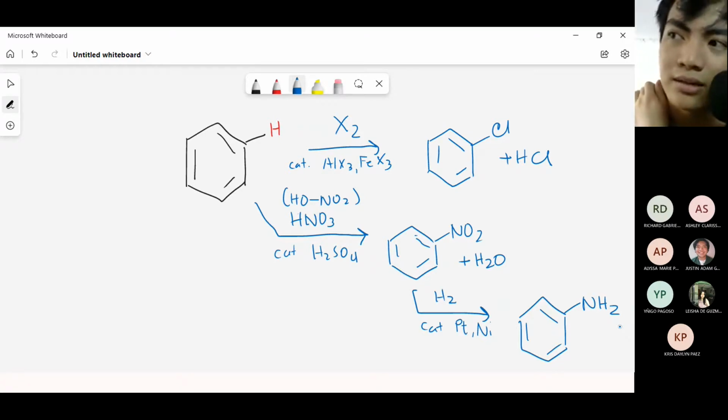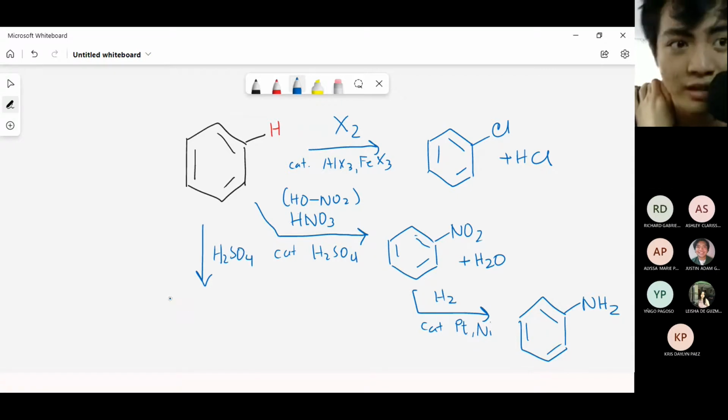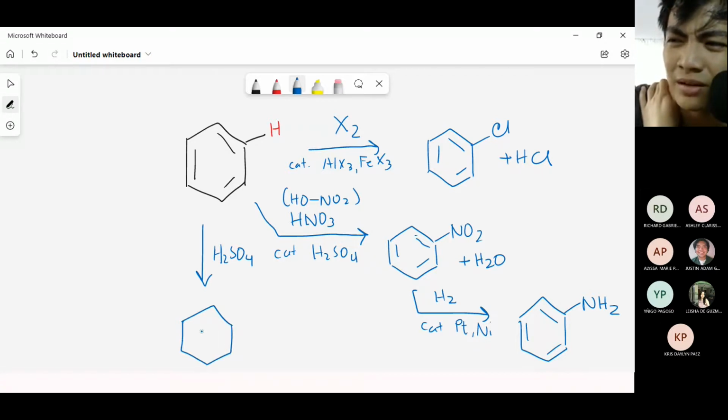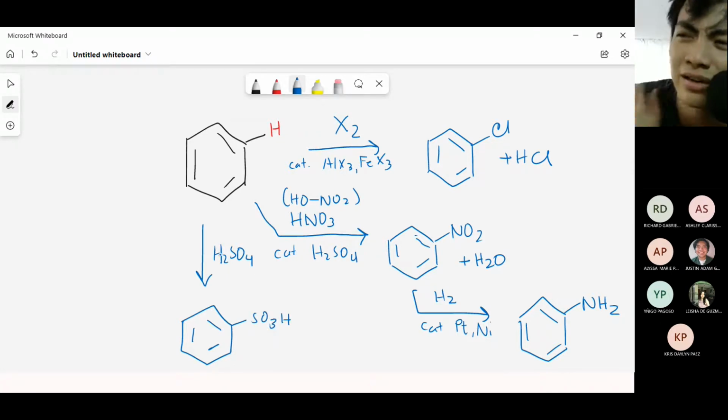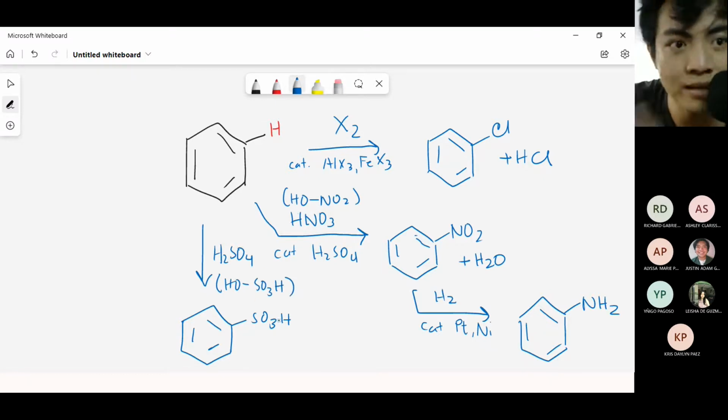Ano sunod? Ang sunod ay sulfonation. Okay? Sulfonation. Kailangan sa sulfonation ay H2SO4 lang. Yun na rin yung mismong catalyst. So, you will have your benzosulfonic acid. Ano yung kakabit dito? Rewrite ko just like what I did there. So, ang kakabit dyan ay SO3H. Para mas mabilis yung makabisado. Ano yung idudugtong niya? Okay?